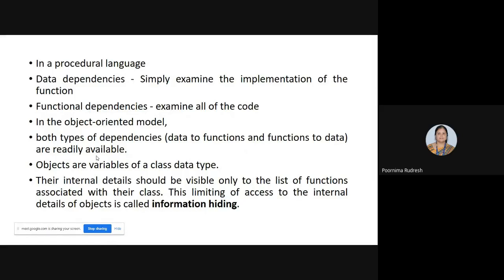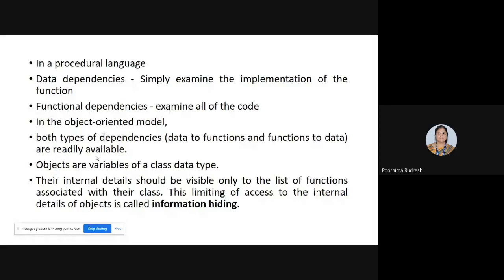We are only concentrating on the functionality of either a car or the television, and how those implementation details are implemented, we are not concentrating on. Those implementation details are hidden from the user, right? And that is called information hiding. Understood? Hiding the internal details of the object, or hiding the internal operations of the implementation of the object, is called information hiding.